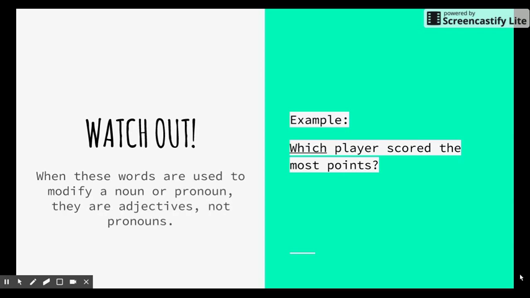Which player scored the most points? Which here is not introducing the question like a subject. Instead, it is modifying player. Player is the subject of this interrogative question.